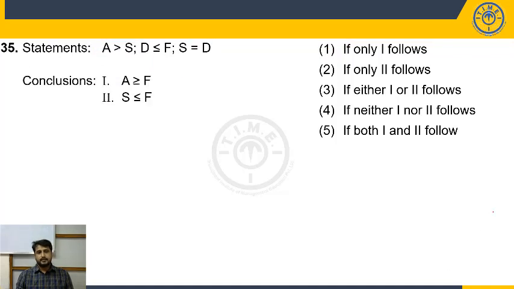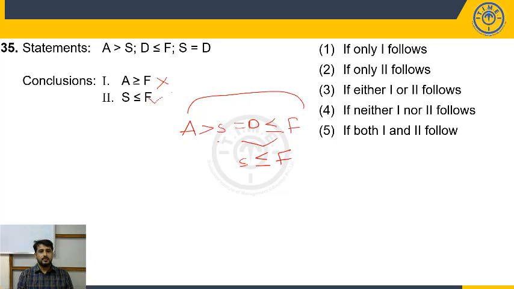A greater than S, D less than or equal to F, S equal to D. Can we combine it directly? Let's see. A greater than S is equal to D less than or equal to F. Now the conclusion is between A and F. Between A and F we have opposite signs, so no relation follows. S less than or equal to F. Equal to and less than or equal to leads to less than or equal to. So S less than or equal to F. So only 2 follows. Choice 2.